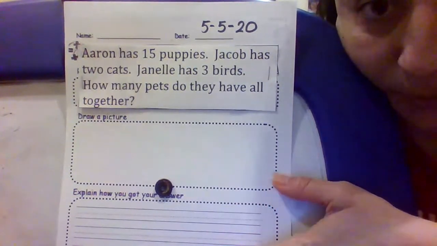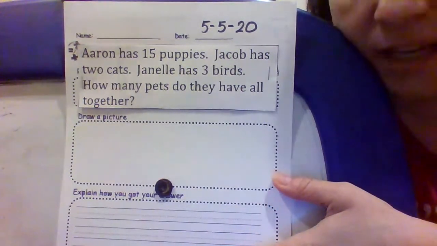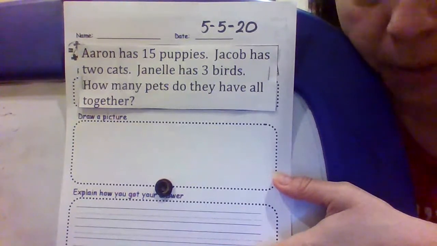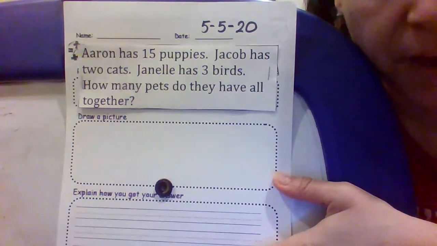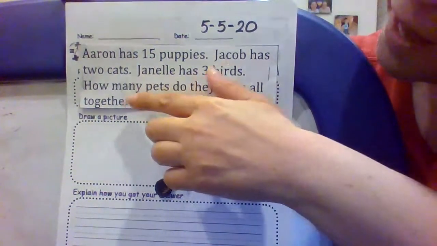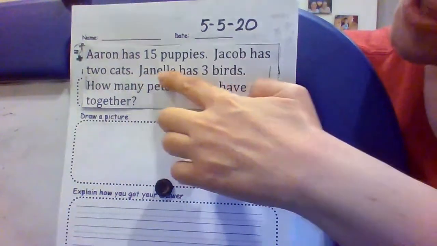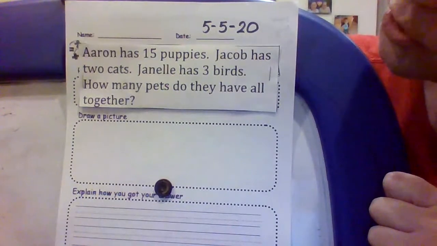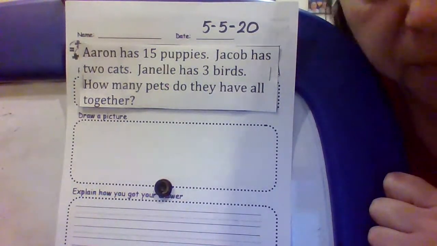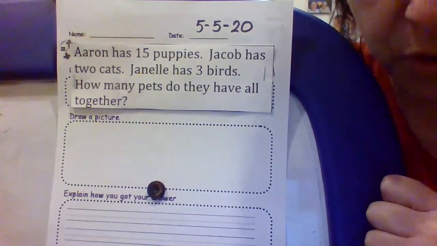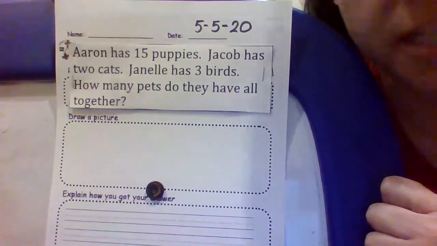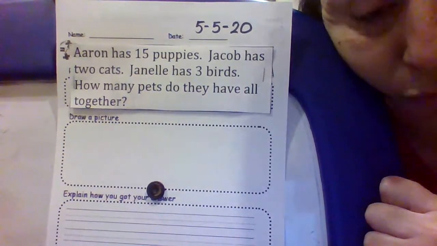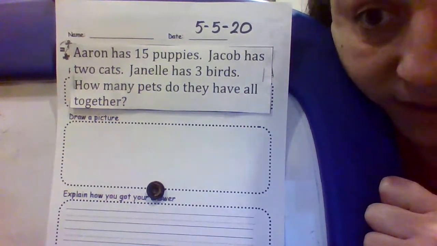I'm going to continue. This says Aaron has 15 puppies. Jacob has 2 cats. Janelle has 3 birds. How many pets do they have all together? If my question had requested a different thing, for example, who has the most pets, what answer would you give?